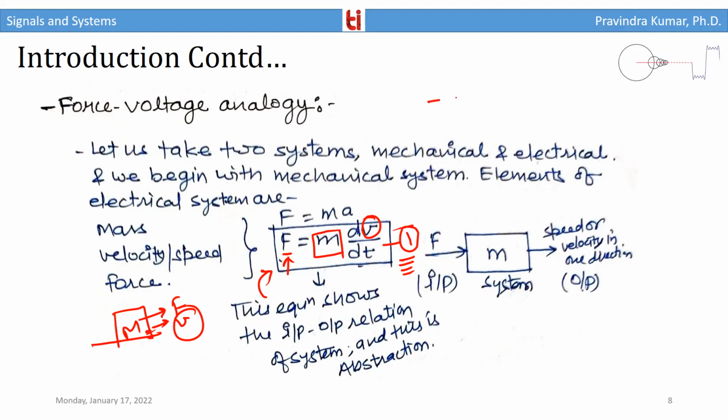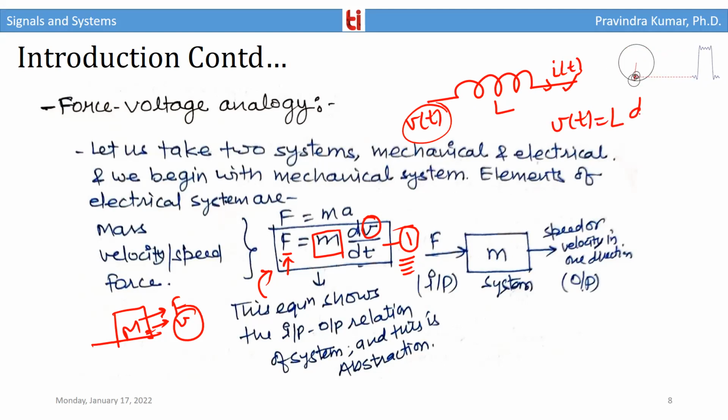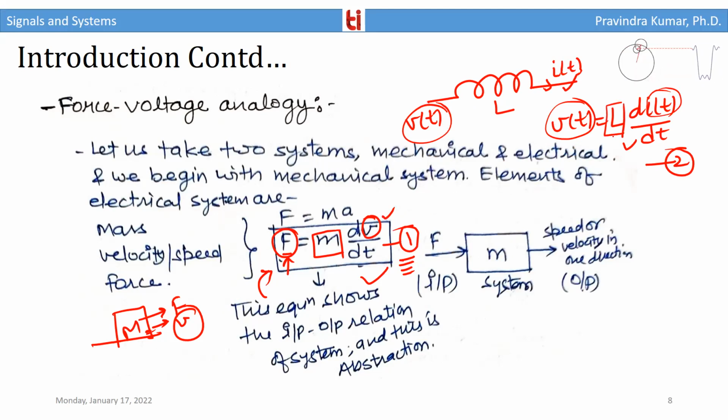If I have an electrical system, with v(t) and i(t), the relation between input and output is v(t) = L di(t)/dt. So from these two equations, you can see v(t) is like force in mechanical, i(t) is like velocity, and this L behaves like mass. So this is a system in the electrical domain and this is a system in the mechanical domain. These two equations are similar.